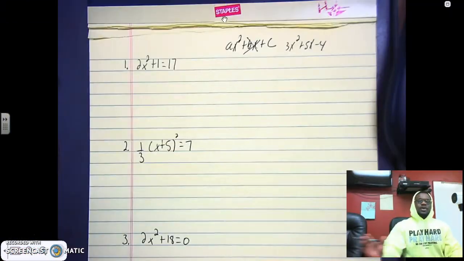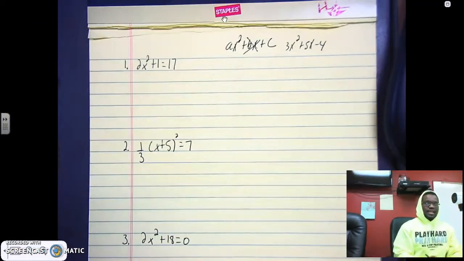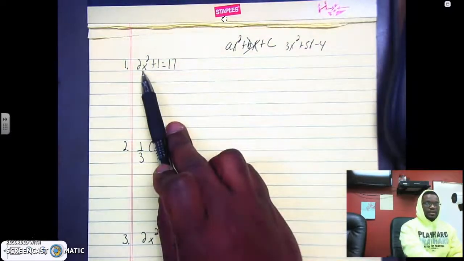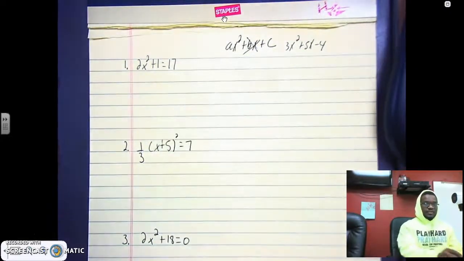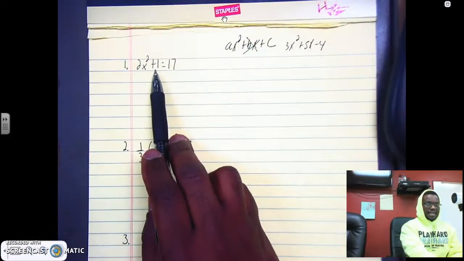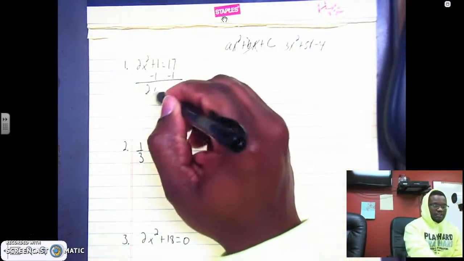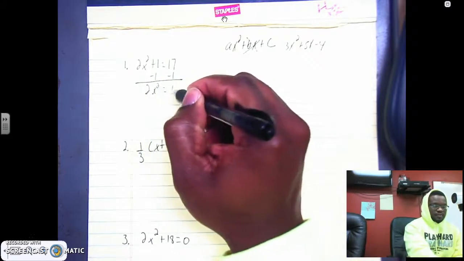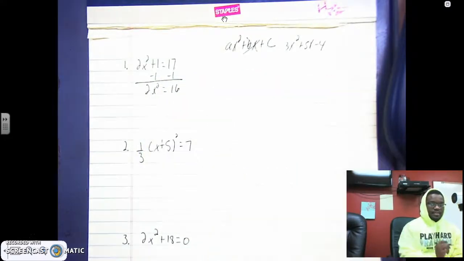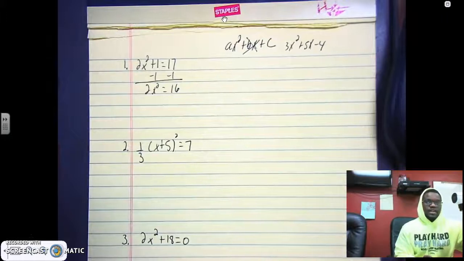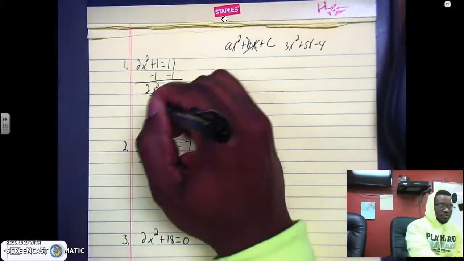How do we solve a problem like this? The rules say isolate the x squared, and so that means remove everything. So I got a 2 multiplied and a 1 being added. You always remove your addition and subtraction first. So I have 2x squared equals 16. Then in order for me to solve for x squared, I have to divide by 2.